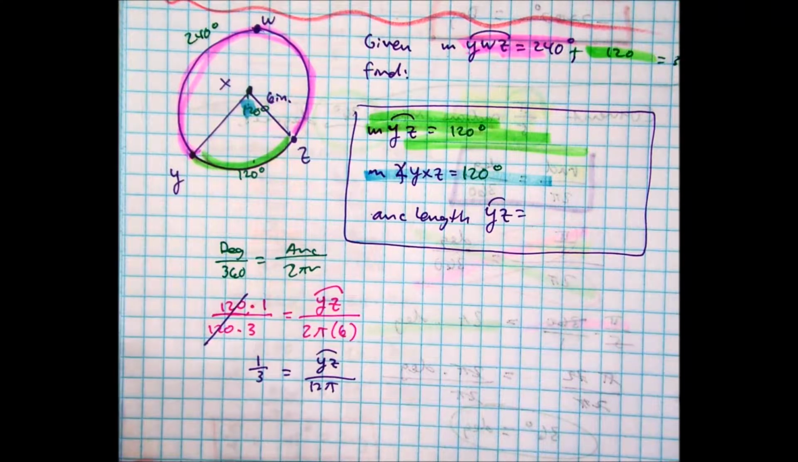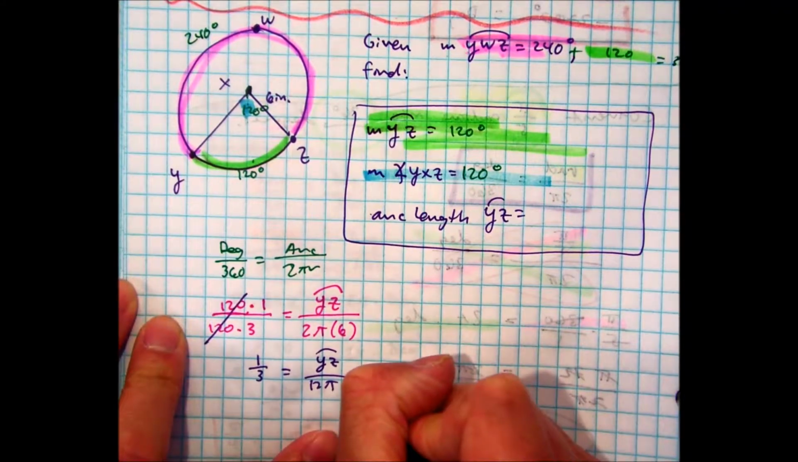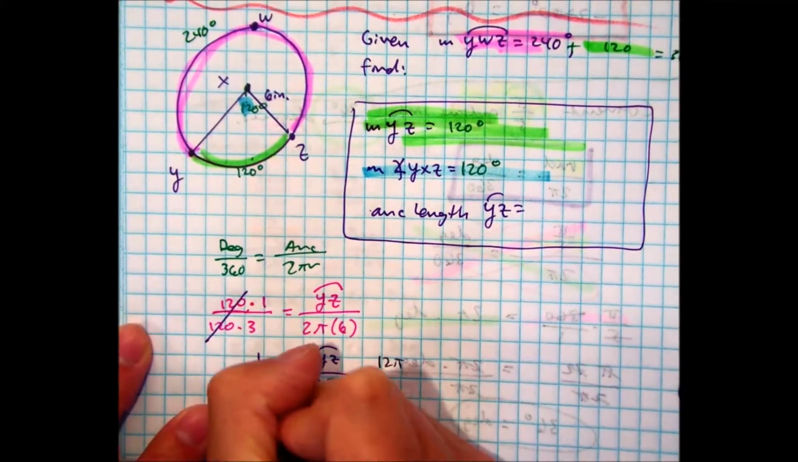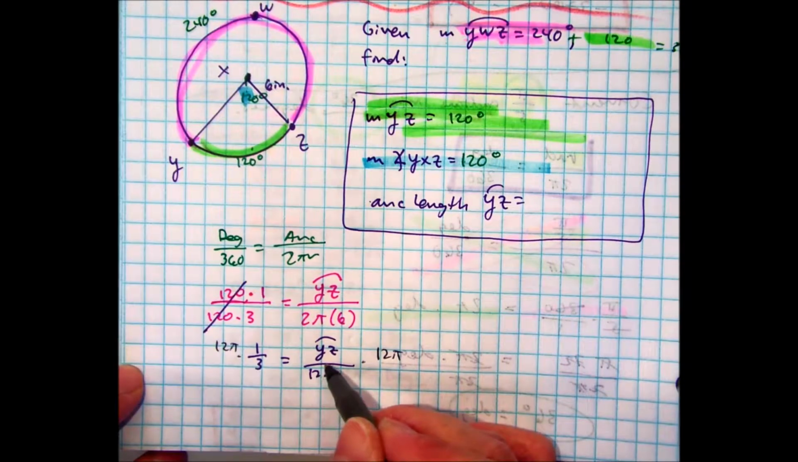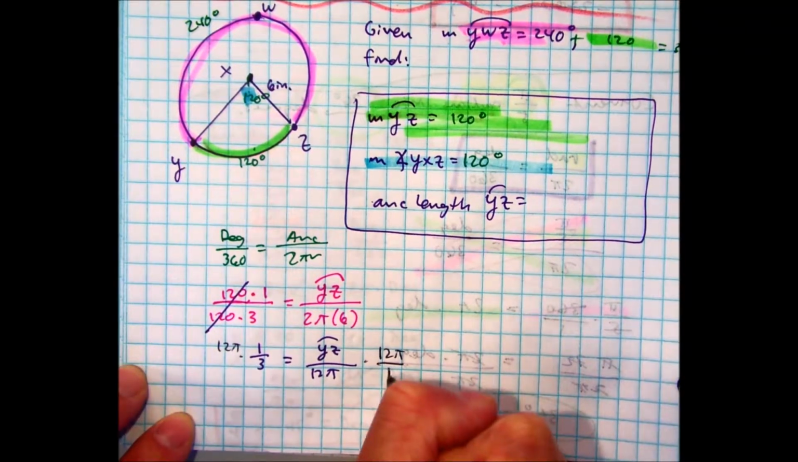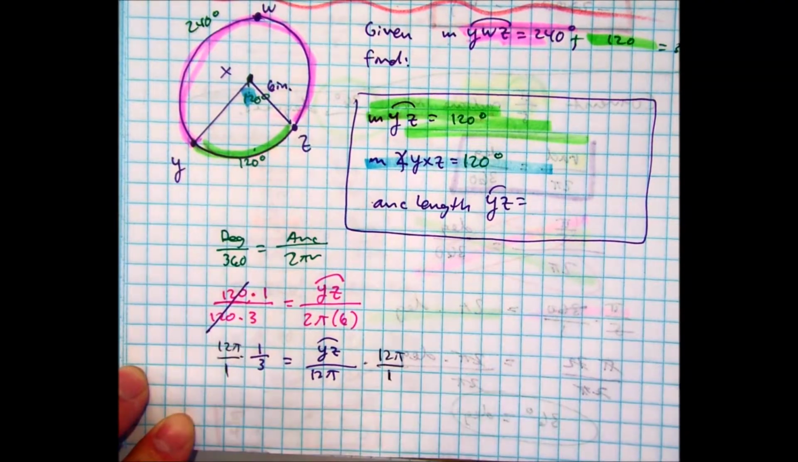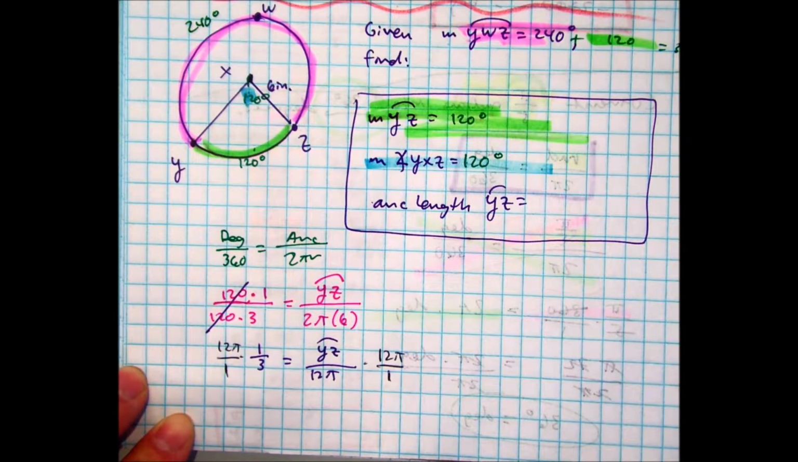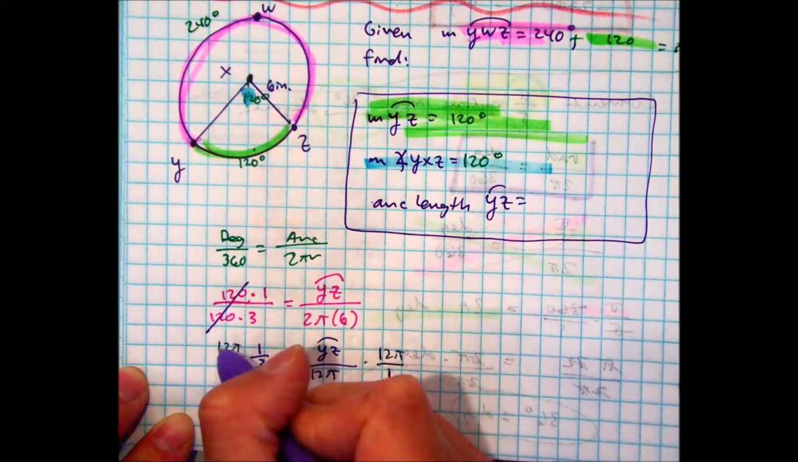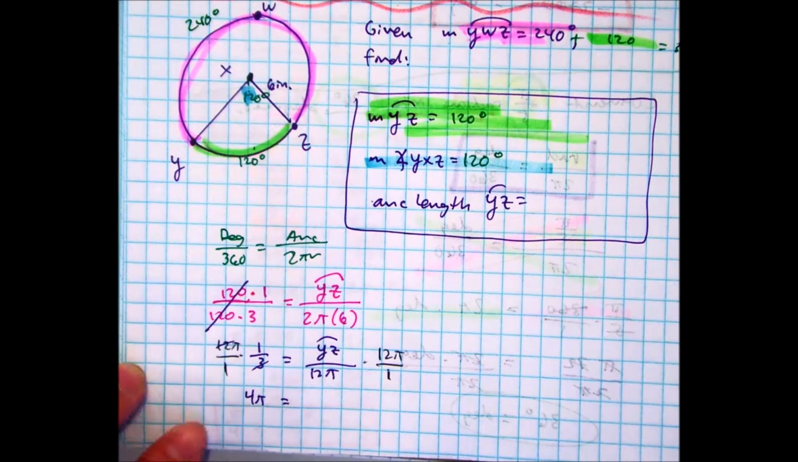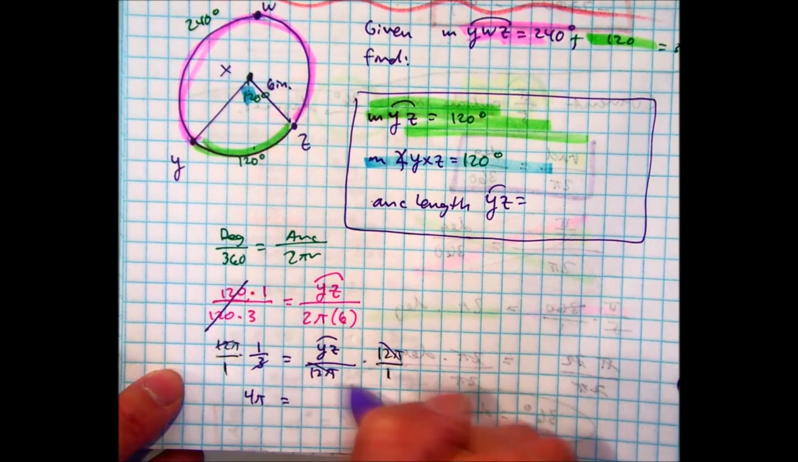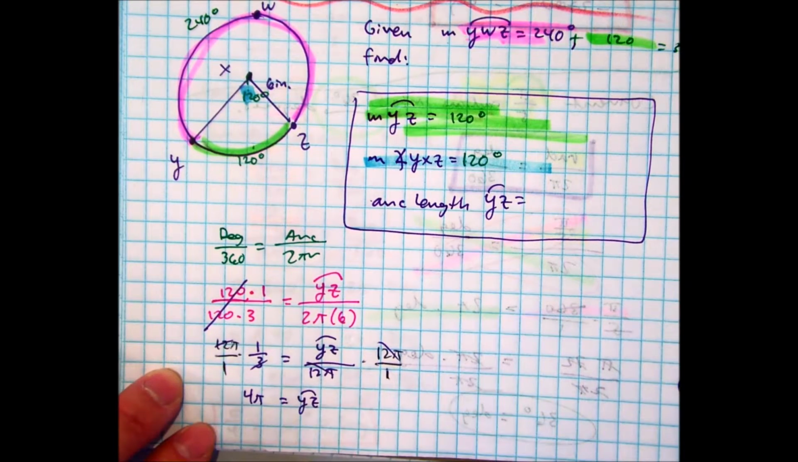So just to solve this algebraically, I'm going to multiply both sides by 12 pi. And remember that I did that because the opposite of division is multiplication. And you can make this a fraction by putting it over 1. And then I can do some canceling. What can I cancel, class? 3 goes into 12 how many times? And what's left over here? Our arc YZ.